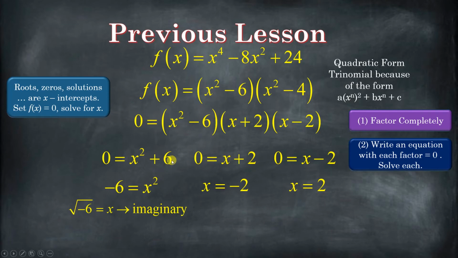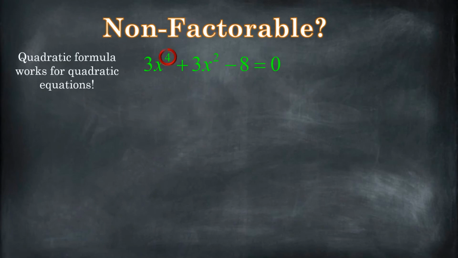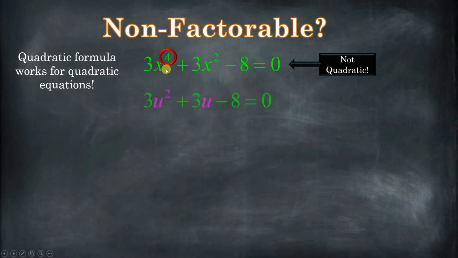All right, now, what if it's not factorable? Because that's when things go screwy, right? Well, this isn't quadratic. If it was, we could use the quadratic formula for any quadratic equation. So what we're going to do is change this into something that is quadratic. Man, that seems kind of crazy, right? So let's talk about how this happened, right?